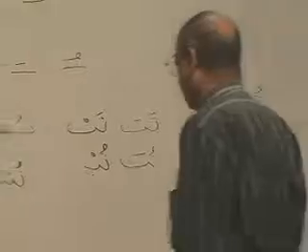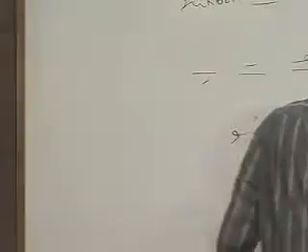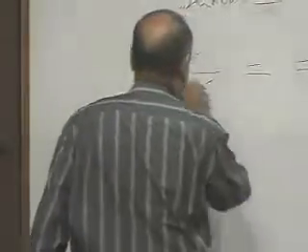Okay, now we come to another part of the handout, brothers and sisters. The noun is either definite or indefinite. Sahih, brothers and sisters? Either it is definite or indefinite. What do we do in English when it is an indefinite noun? How do we describe it, brother? By using a or an.